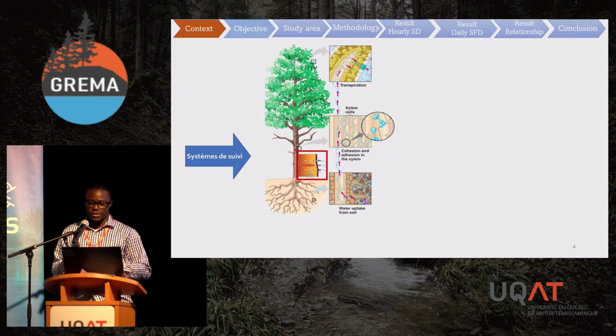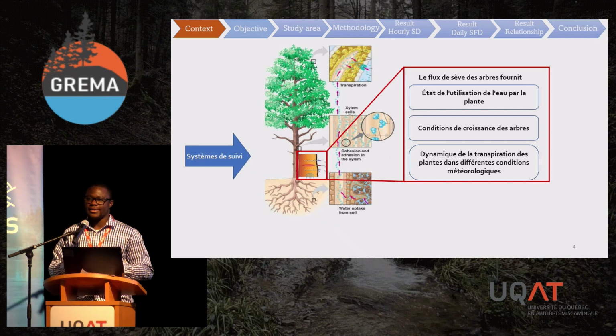Just to give you a short understanding of how the tree works, the tree takes water from the roots, passes it through the trunk in the form of sap, and then it goes out through transpiration. By installing a sensor, the sap flow sensor, we can have some basic information about our tree. We can understand the tree water use, the tree growth condition, and the dynamics of transpiration and its relationship with meteorological information.